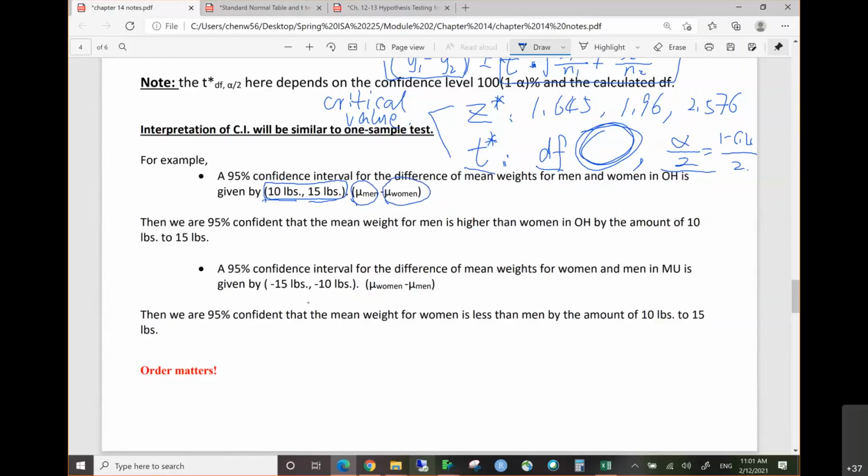Then the complete interpretation should be: we are 95% confident that the mean weight for men is higher than for women in Ohio by the amount of 10 pounds to 15 pounds. First, you need to specify who is larger. Larger by how much? Larger by the amount of your confidence interval.